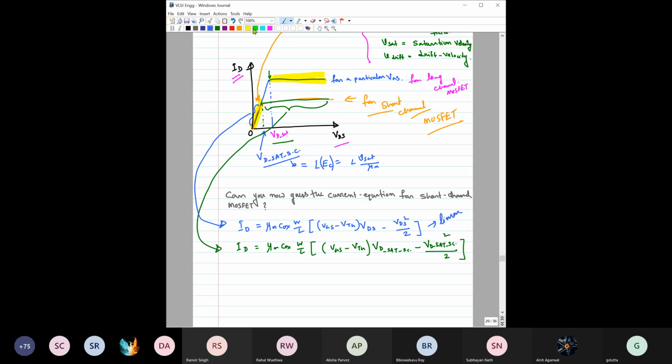Linear, and the other one is for the saturation. But again, this is first order and empirical, so this is just for our hand calculations. With this simple approximation from the long channel MOSFET current equations only, we would be able to derive the basic equations for analyzing the short channel MOSFET.